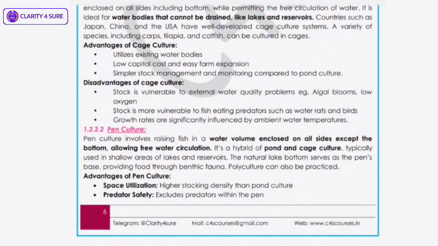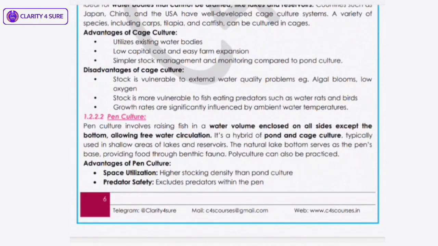Next we have pen culture. Pen culture involves enclosing a part of natural water body, okay, on all sides, but we will not enclose the bottom. Understood? So water volume is enclosed on all sides except the bottom. So what happens? So what happens is that you will be allowing free water circulation. It's a hybrid of pond and cage culture. We will discuss the pond culture in some time.